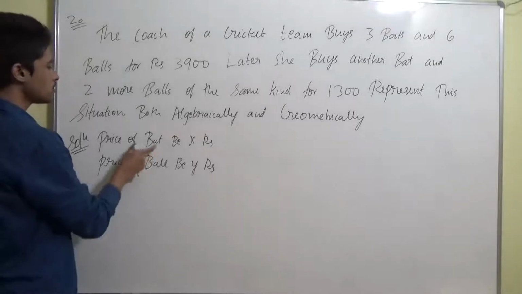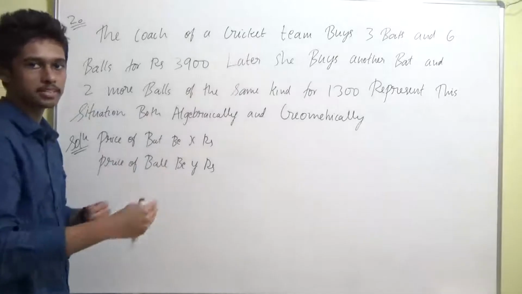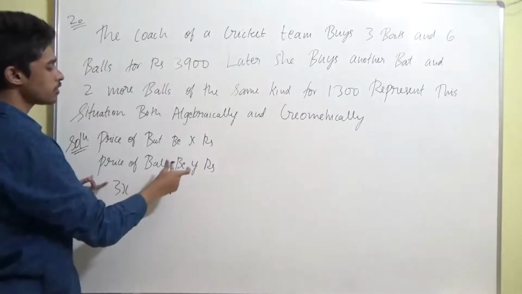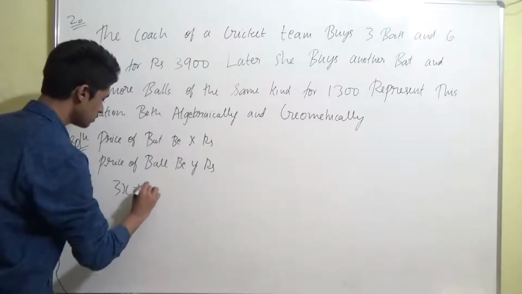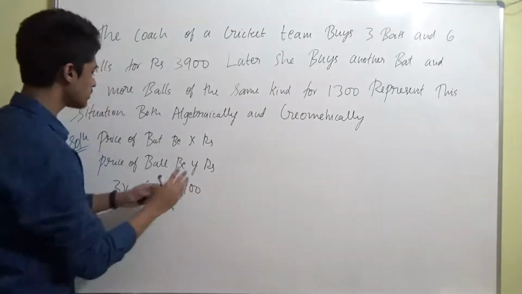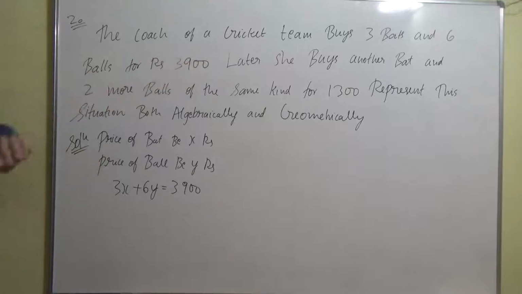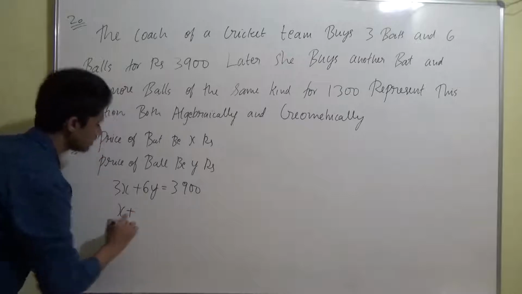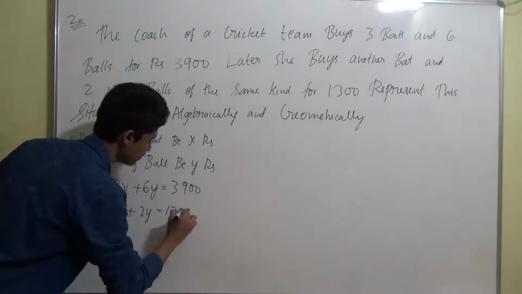3900. Because if the cost of 1 bat is x rupees, then the cost of 3 bats will be 3x, right? It's a multiplication. So it is 3x. In the same way, if the cost of 1 ball is y rupees, if she is buying 6 balls, it's going to be 6y equal to 3900 as given in the question. Similarly, the second condition is she buys another bat and 2 more balls. Another bat means 1 bat and 2 balls, which means x plus 2y equal to 1300.